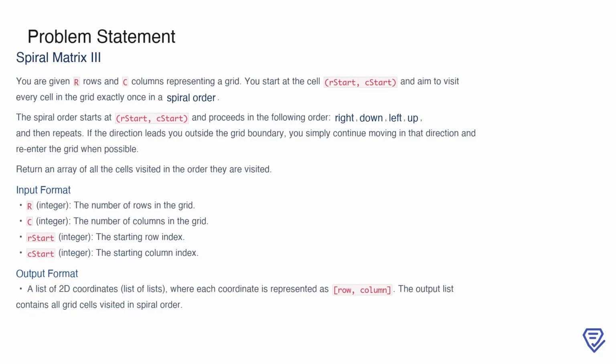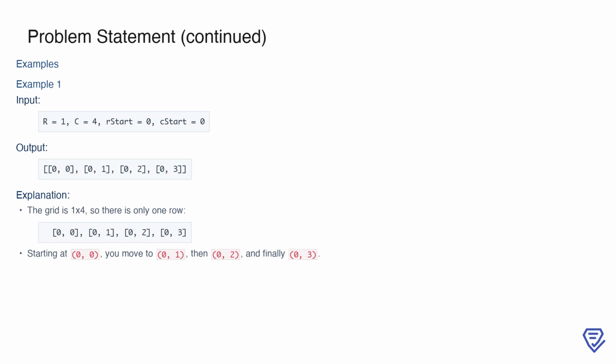If the movement takes you outside the grid's boundaries, that's okay, you continue in the same direction and re-enter the grid when it becomes possible. Ultimately, you need to return a list of all the cells visited, in the exact order that they are traversed during the spiral process. To better understand the problem, let's look at an example.